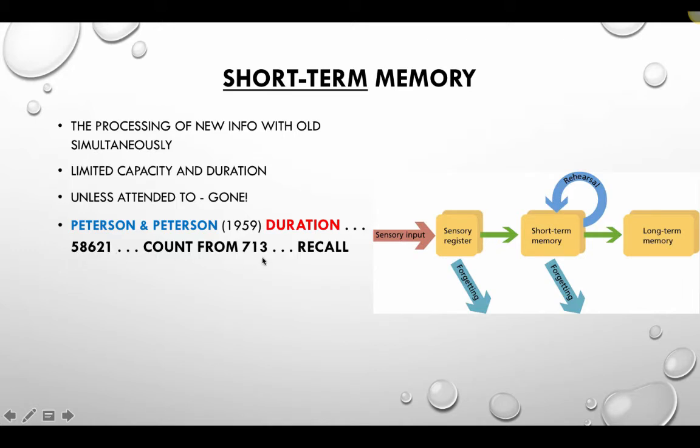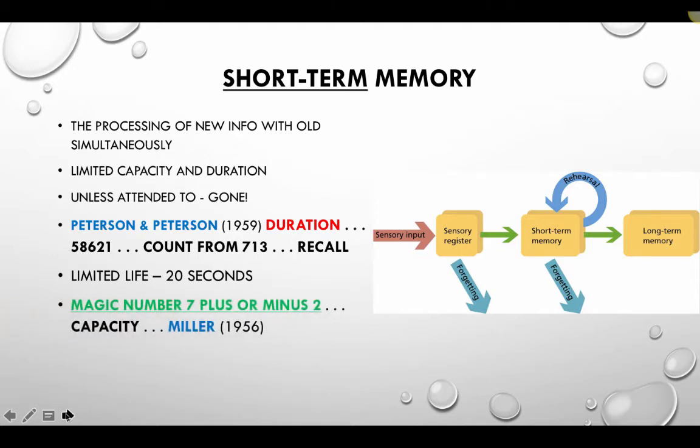So if they showed 58621, and then they would say 713, the subject would have to count backwards 710, 707, 704, etc. And then 10, 20, 30 seconds later, the subjects are asked to recall. After about 20 or 30 seconds, people were unable to recall the numbers, maybe one or two of them. So Peterson and Peterson identified 20 to 30 seconds without rehearsal seems to be the duration of a short-term memory.